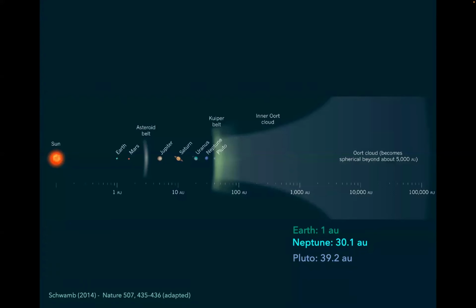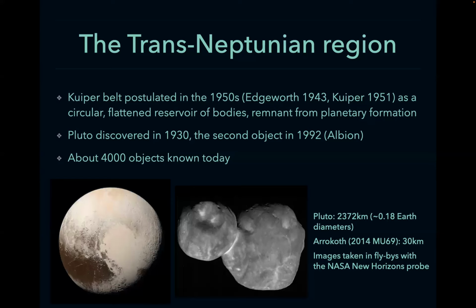We have the asteroid belt between Mars and Jupiter. We have the Kuiper belt in the Trans-Neptunian region that starts, as the name implies, beyond Neptune. And we have the Oort cloud that extends to tens of thousands of AU, which is where most of the comets come from. So the Trans-Neptunian region was first postulated in the 1950s as essentially a flattened reservoir of bodies that are remnants from planetary formation.